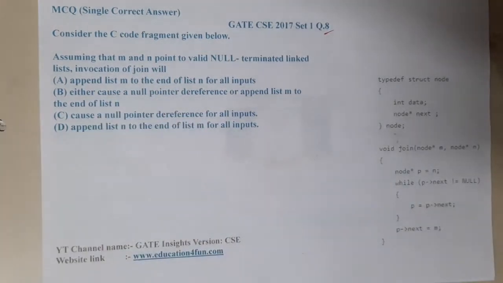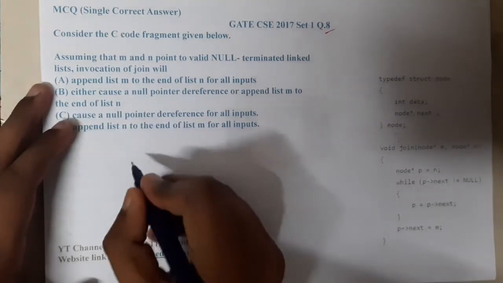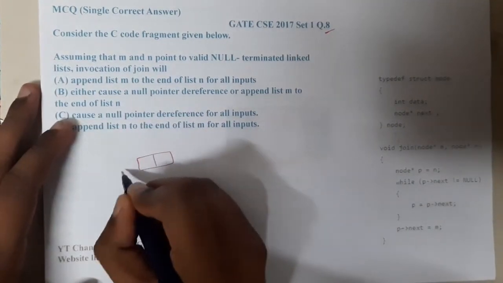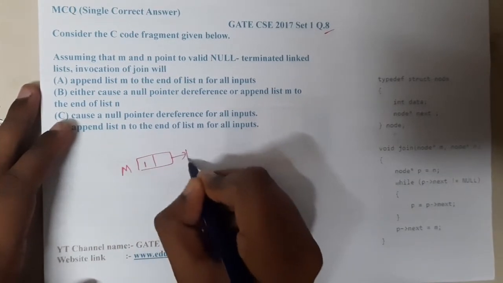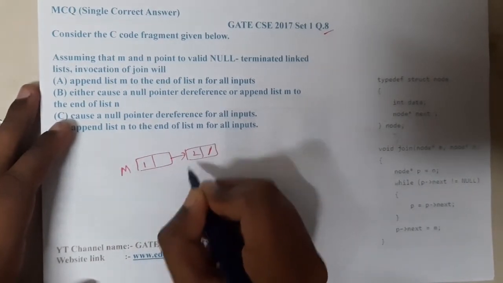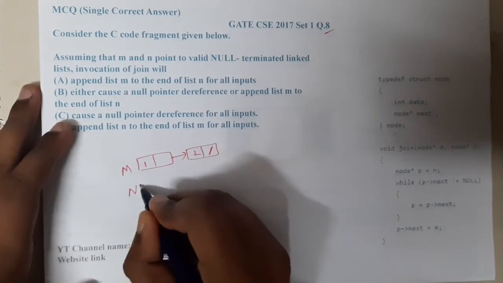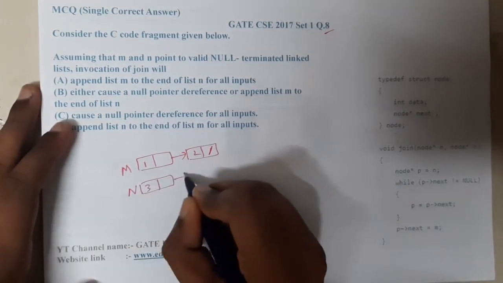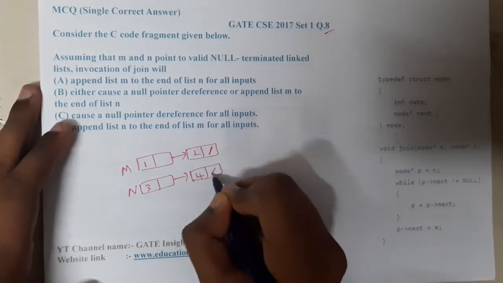So what will it do? We have two linked lists, so let me take a small example. So this is our M list, so let us assume this as our M list. Here it is a null. Similarly, we have the N list, that is nothing but 3 and 4. Now let us start running the code.